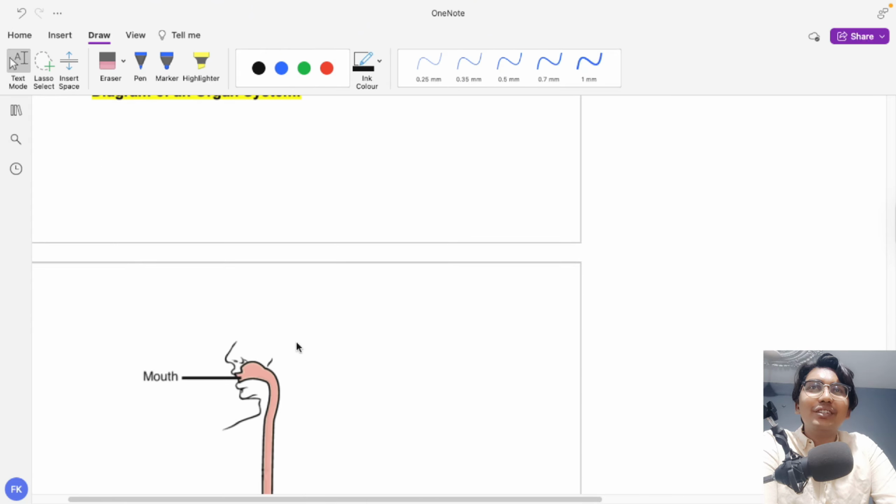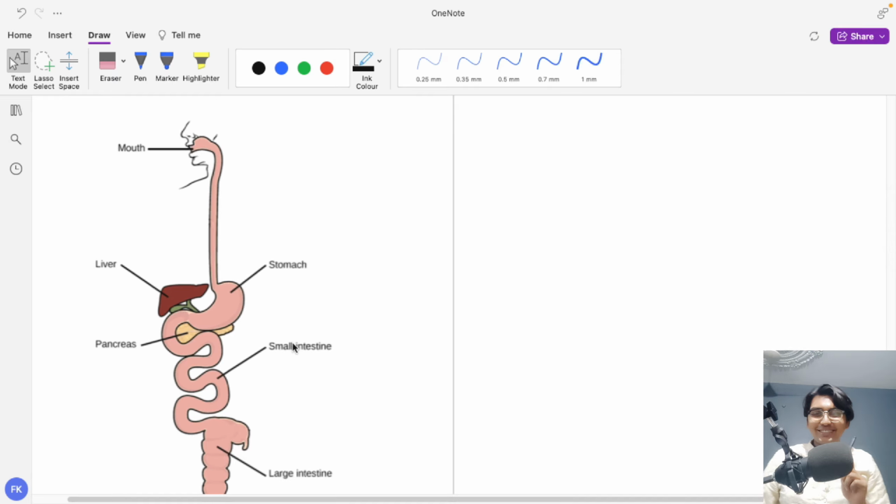Now let's see a diagram of an organ system. Okay, what is this organ system? If you can guess it right, you will get a treat.